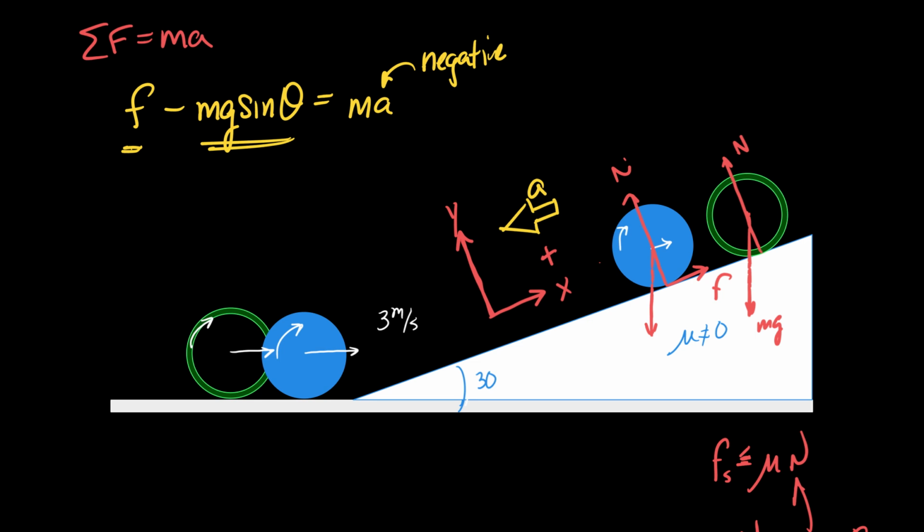So let's think about the disk and the ring. Which one has a bigger acceleration down the ramp? The disk or the ring? Which one slows down first? The disk slows down first. So it must experience a bigger acceleration. Right? Now, we are taking a positive number and adding it to a negative number.